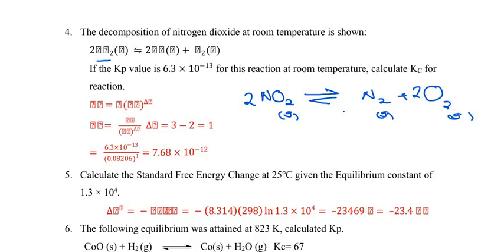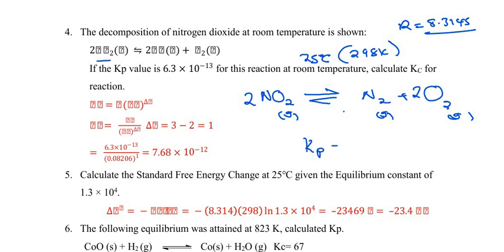Then they're saying if the Kp value for this reaction is at room temperature, so that's 25, right? We take it to be 25 degrees Celsius, which is the same as 298 in kelvins. And we know the R value, we need to have 8.3145. We know the Kc and the Kp here. Remember the relation between Kp and Kc, which is Kp equals Kc times RT to the power delta N.